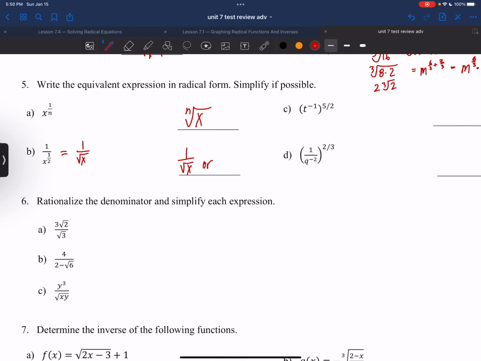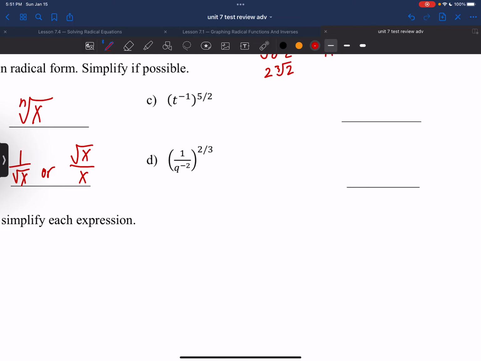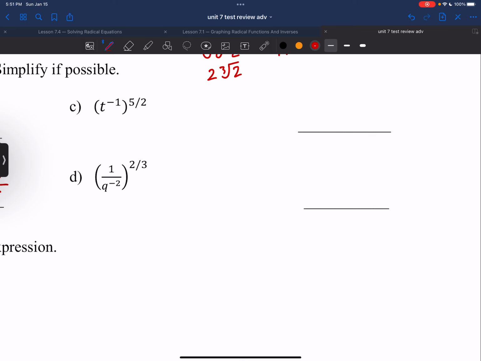Or, if you rationalize the denominator, you could say that this is root x over x. You get that by multiplying by root x over root x, which is root x over x. I'm fine here whether you leave it as 1 over root x or root x over x. I just want you to recognize what the equivalent radical is, okay? I don't really care about going all the way and rationalizing the denominator on this problem.